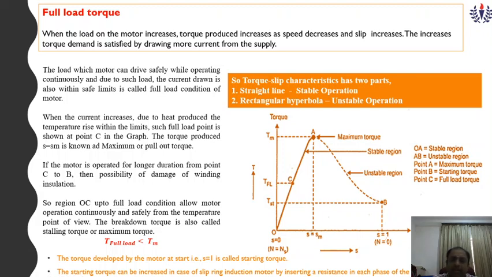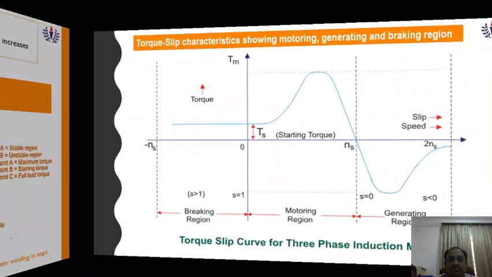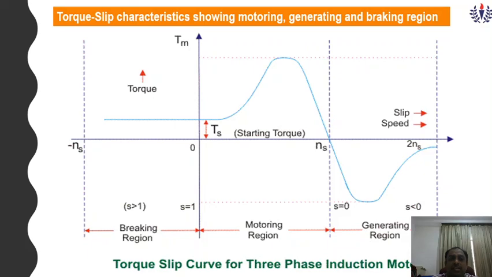If you take a slip ring induction motor, the starting torque can be increased by inserting a resistance in each phase of the rotor winding at start. So this is a torque slip characteristic showing a starting region, braking region and generating region.